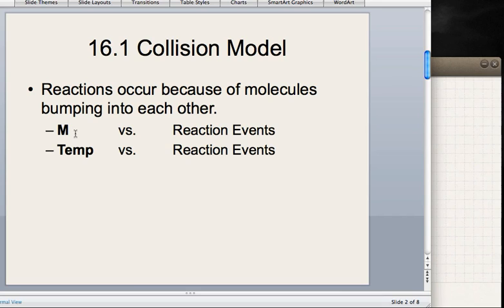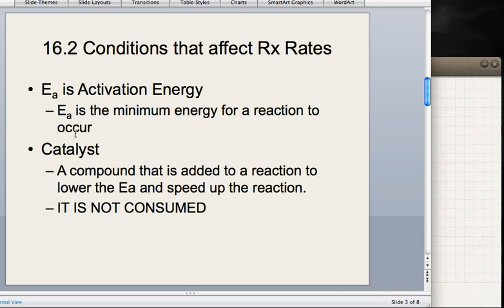So if we have more particles or more balls, and if they're hot, if they have a high temperature, then they're going to be bumping into one another more frequently. This is going to affect their reaction rate. Some other conditions that affect our reaction rates are activation energy and catalysts. If more energy is required, then it's an endothermic reaction because it's going to absorb energy. If it gives off energy and less is required for the products, it's an exothermic reaction.